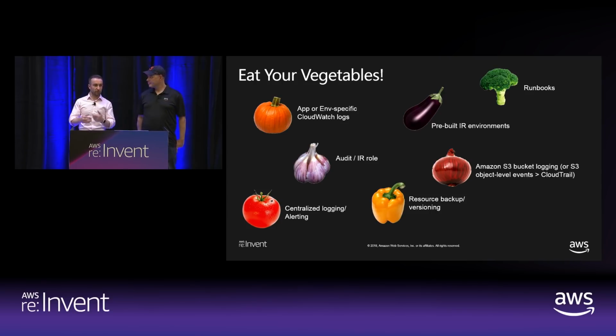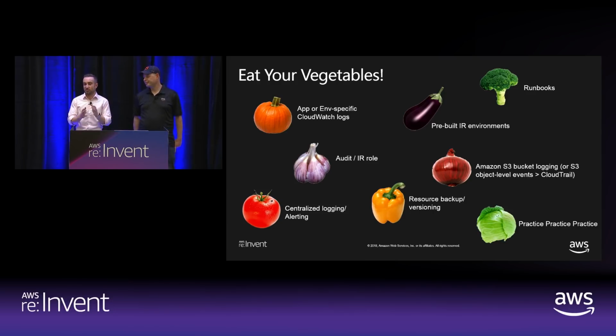Runbooks. You should have a plan, right? And that's what we're proposing. We have the tools to allow you to stitch together that plan to get more sleep. And I think the most important one is practice, practice, practice. That is the most important vegetable. It has the most nutrients for you in this context.